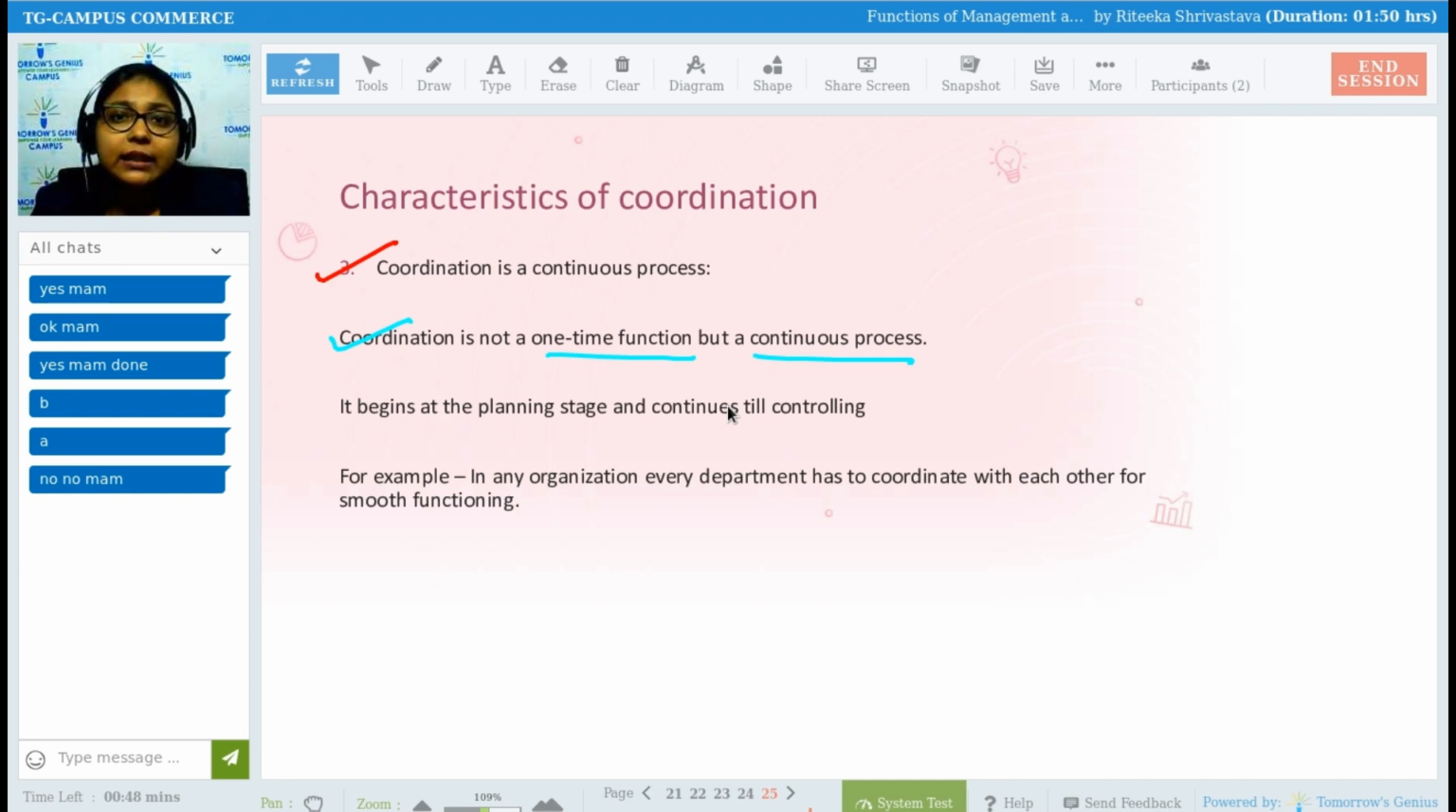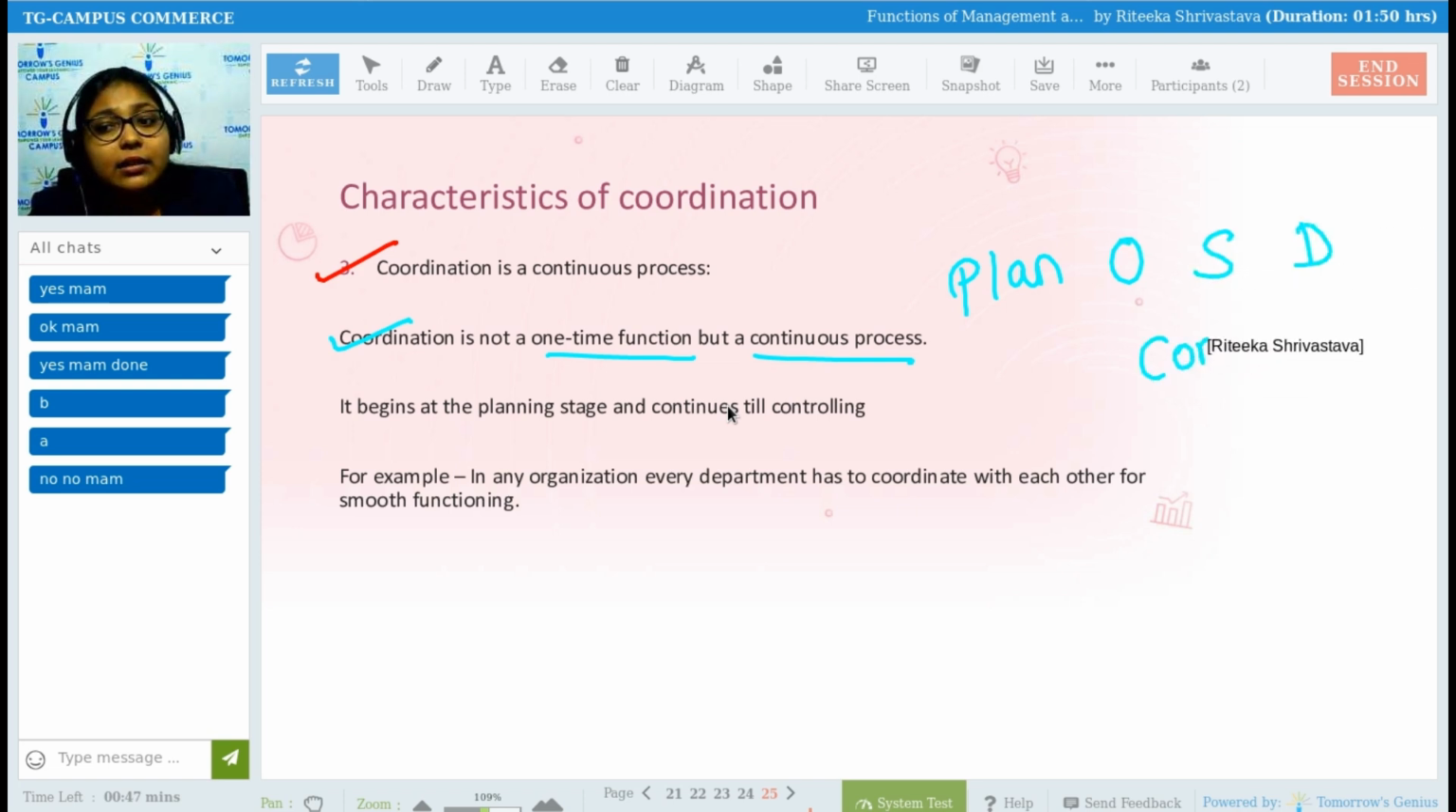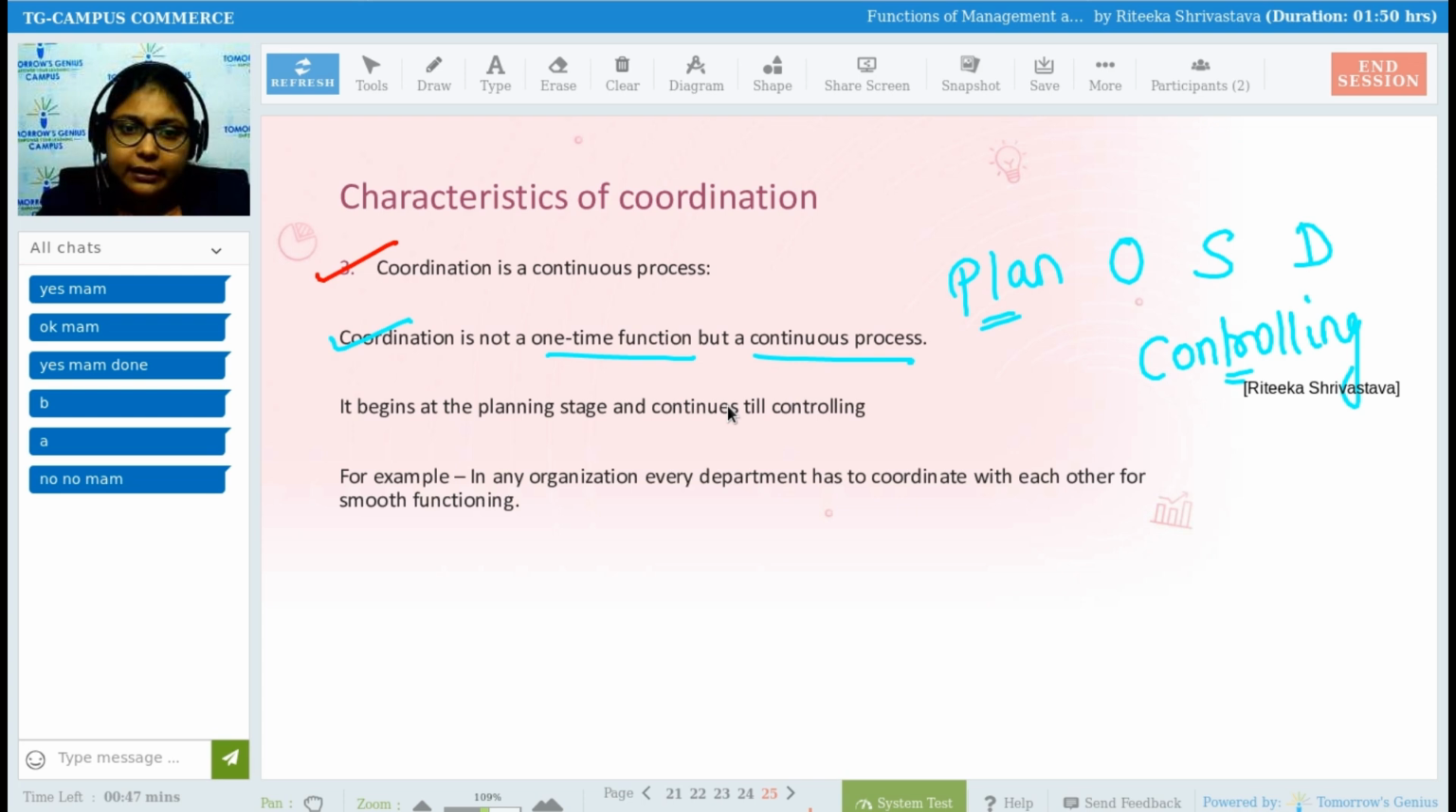It is done for a continuous period of time. It starts with planning, and it is there in organizing, it is there in staffing, it is there in directing, and it will remain till controlling. So it is there from start to end. It begins at the planning stage and continues till controlling.